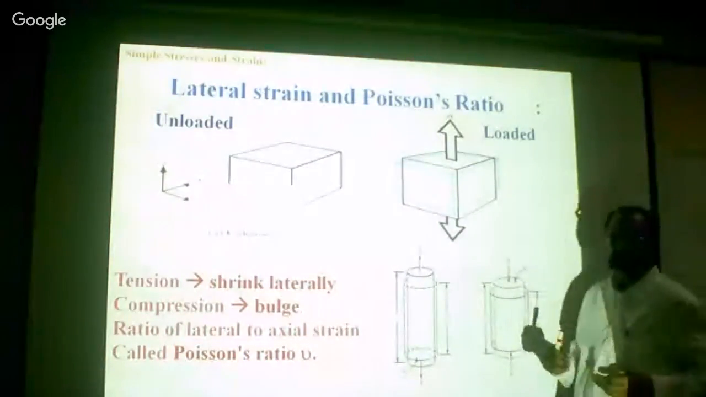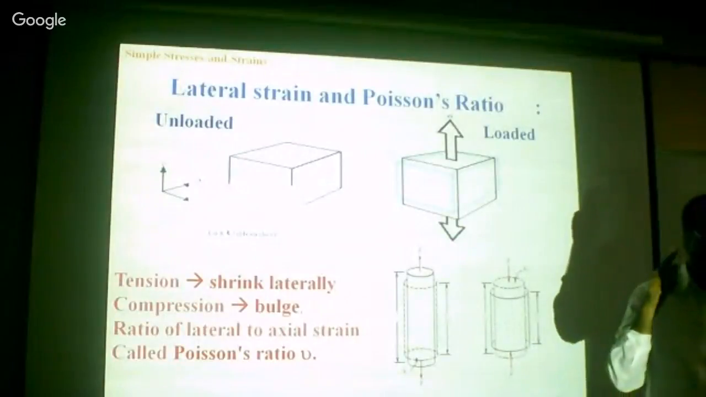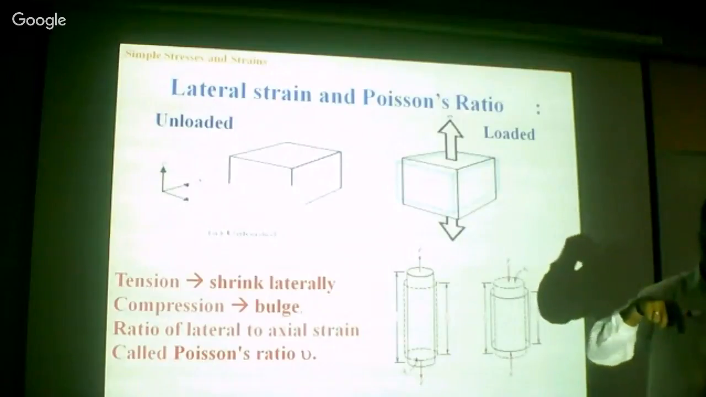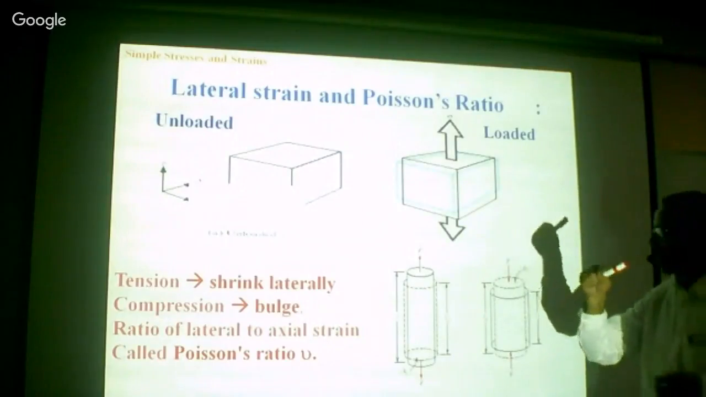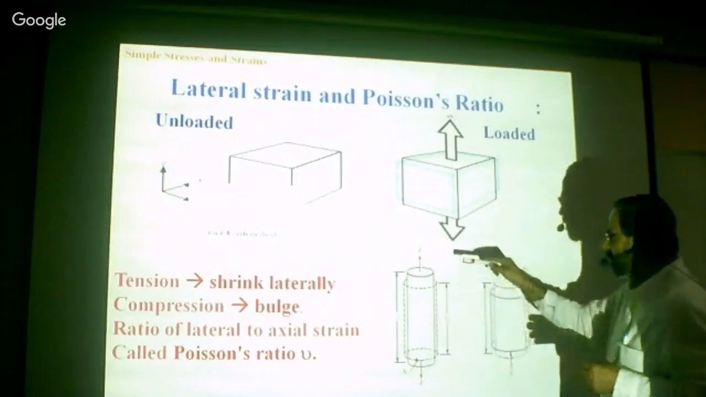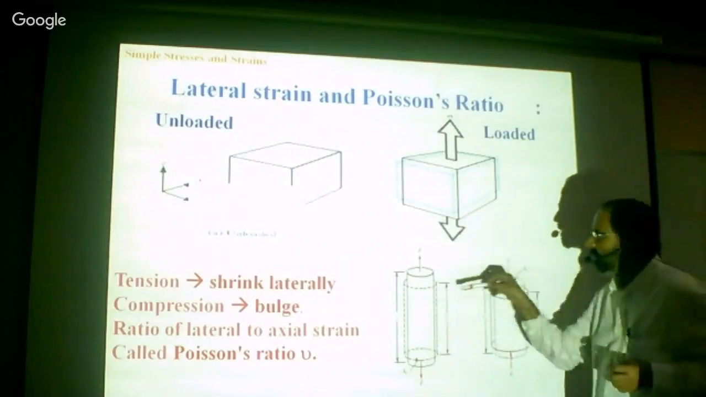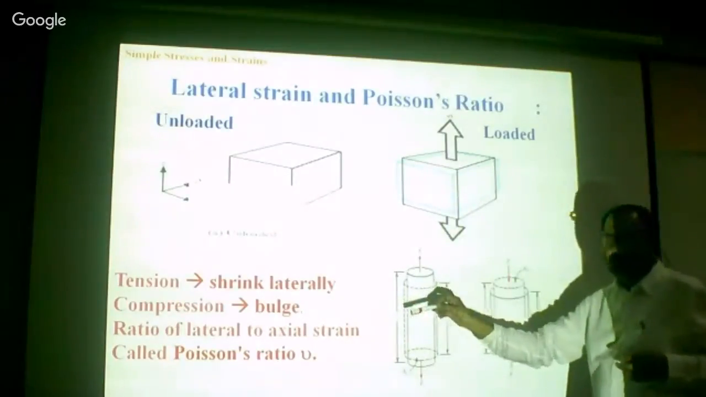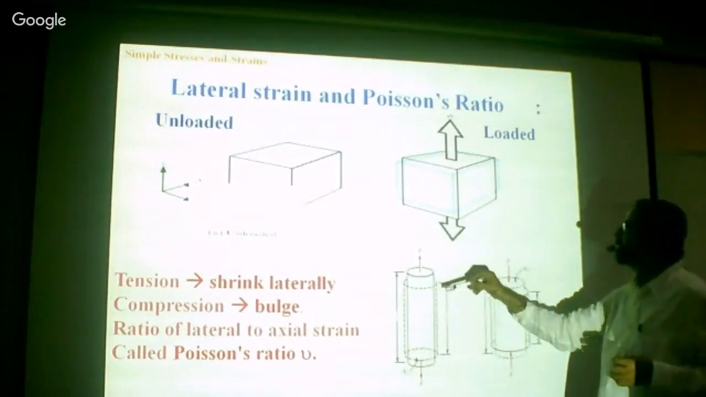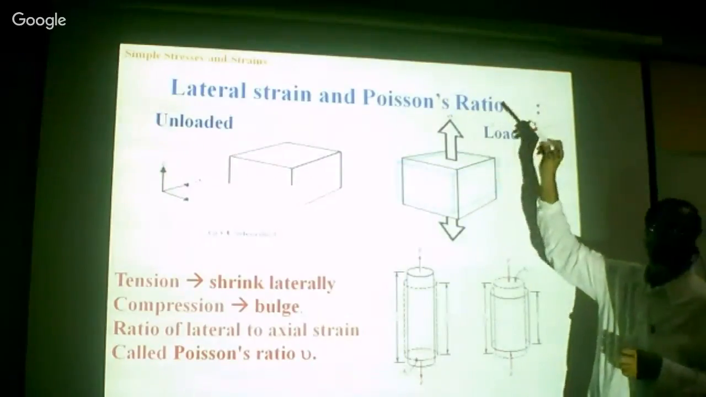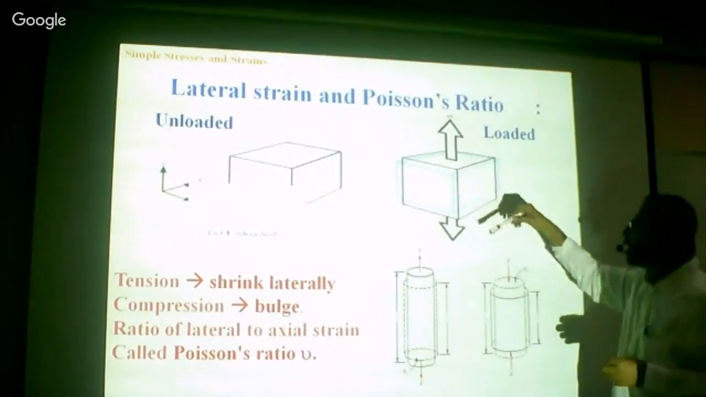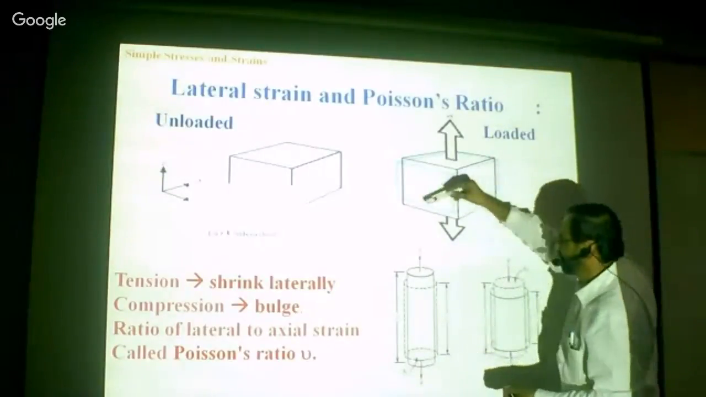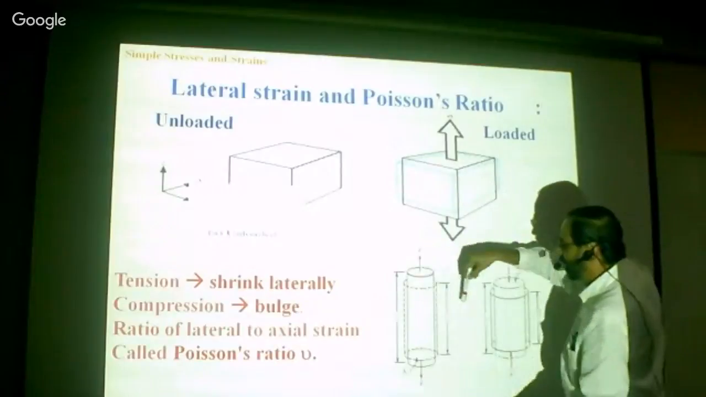So far we have been discussing only strain. Hereafter we must say linear strain and lateral strain. Most important: linear strain and lateral strain, linear dimension and lateral dimension. This is the circular section and this is the rectangular, square section. Whatever the section may be, please understand that this is the linear dimension and this is the lateral dimension.